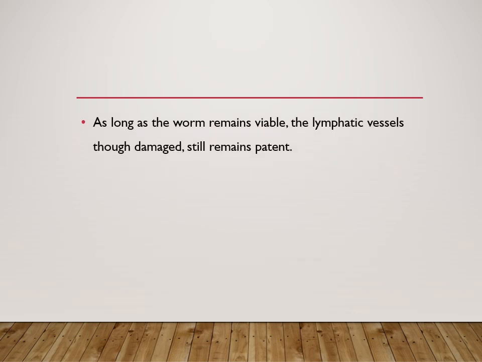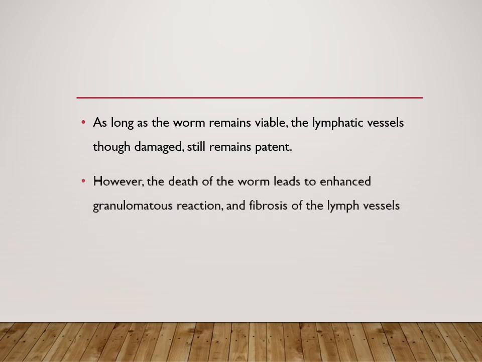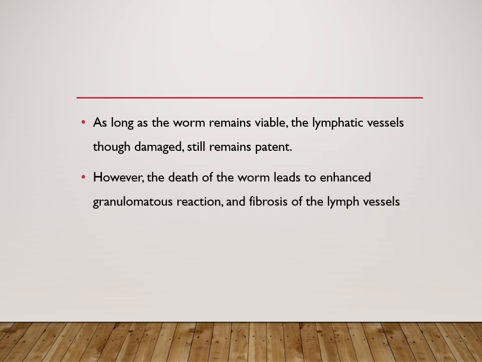Now, as long as the worms remain viable, the lymphatic vessels, although damaged, still remain patent, meaning the lymph can still flow through these vessels. However, when these worms die, your immune system reacts, with a granulomatous reaction followed by fibrosis. When this fibrosis occurs, it can lead to obstruction, and later on complications can occur, like elephantiasis and hydrocele.